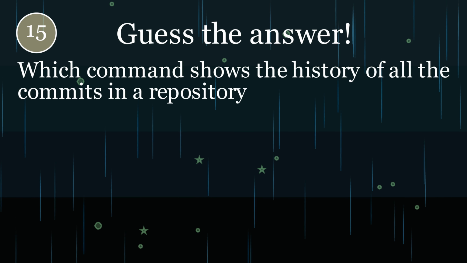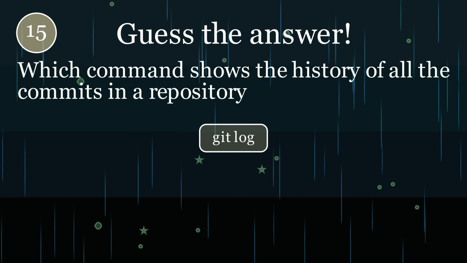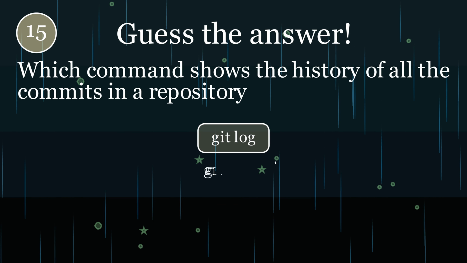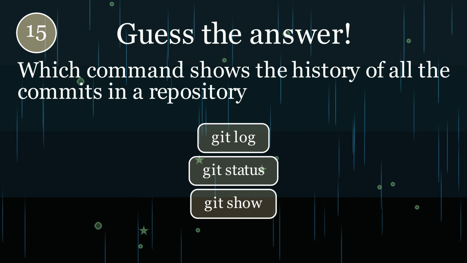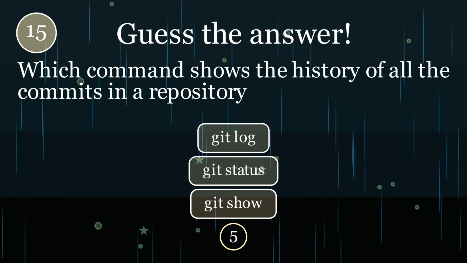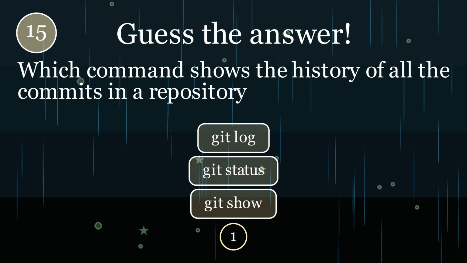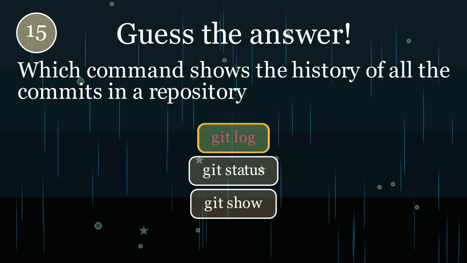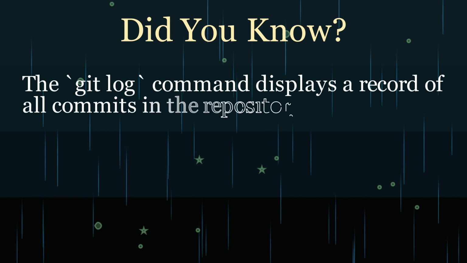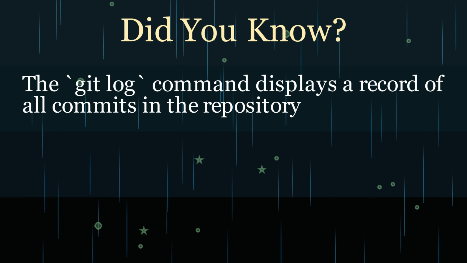Which command shows the history of all the commits in a repository? Git log, Git status, Git show. The correct answer is Git log. Knowledge boost: the Git log command displays a record of all commits in the repository.